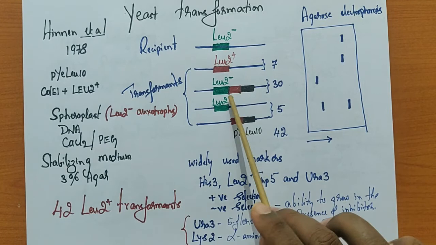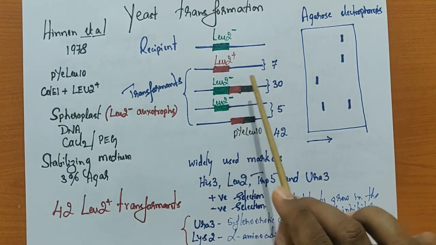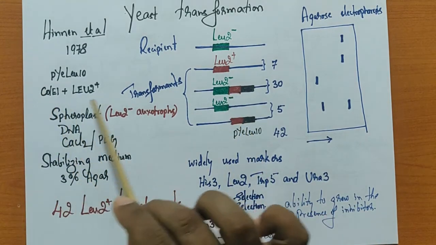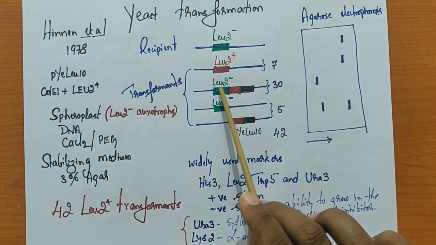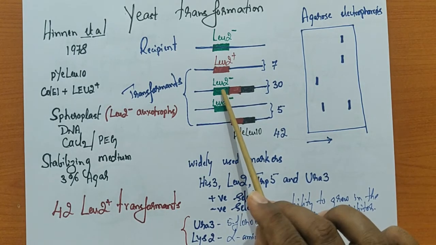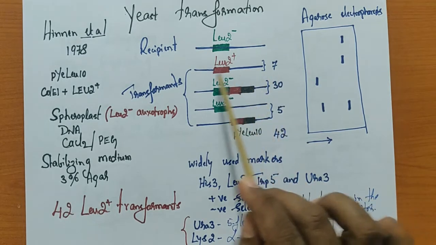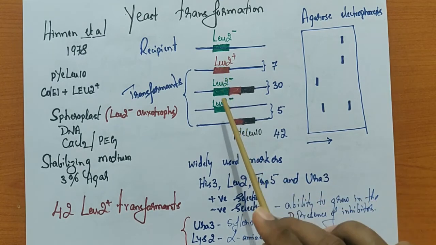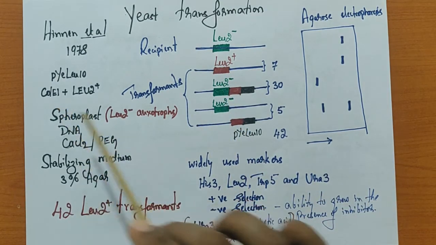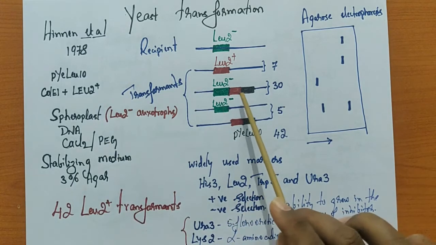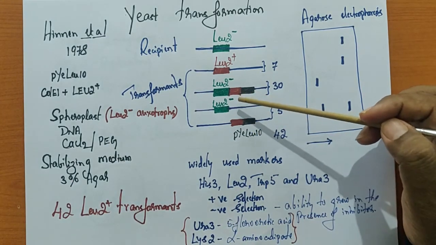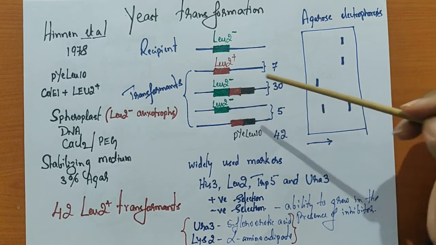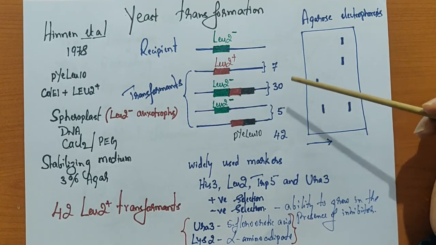I told you this plasmid contains both ColE1 and a functional LEU2 gene. Now the entire plasmid got integrated next to the LEU2 minus mutated gene. So 30 of them are again functional, but here it is not by replacement; this particular plasmid, along with the gene, got integrated into the LEU2 minus region. This is the other type of transformant.